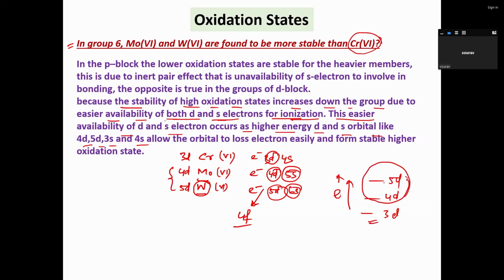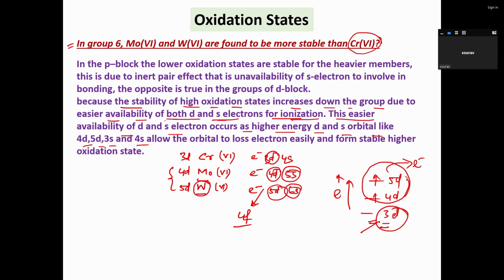Whatever electrons are present here can easily be removed from the 4d and the 5d orbitals, because the effective nuclear charge on the 4d and the 5d orbital is very low compared to the 3d orbital. For the 3d orbital, the principal quantum number is 3, so it is closer to the nucleus and has a higher effective nuclear charge compared to the 4d and 5d orbitals. So removing these six electrons from the 4d and 5d orbitals is easier than from the 3d orbitals. That's why molybdenum and tungsten are found to be the most stable in the highest oxidation state compared to chromium.